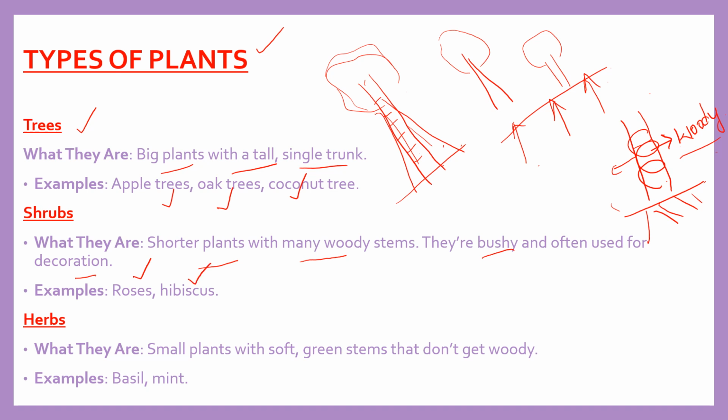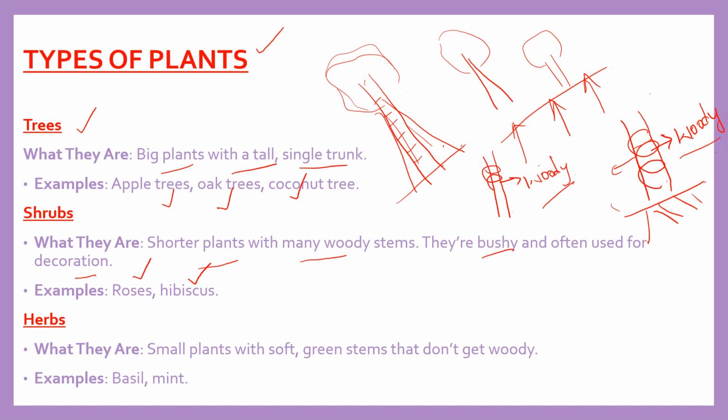So what are the examples? Roses and hibiscus. You just ask your mother or father and just get into the balcony and see if you have rose plant there. Okay, you can see that the stem. Ask your parents to show the stem once. It will be woody. Okay, it won't be green. It will be like brownish type. Okay, so that is about the shrubs.